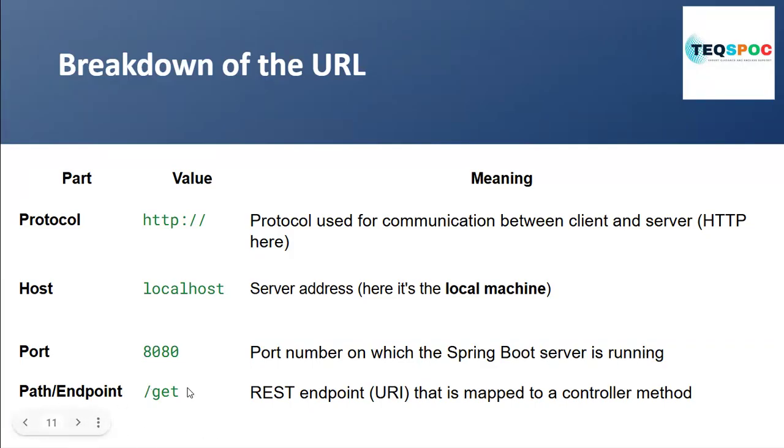Then the path or endpoint: slash get gets all the data, slash get by id. This way we generate the slash get endpoint. In the controller layer we generate an endpoint, which is generally known as an API. So slash get is a REST endpoint or URL that is mapped to a controller method. When we hit this get, the data will be fetched, and that is mapped to a controller method. So this is the basic idea.